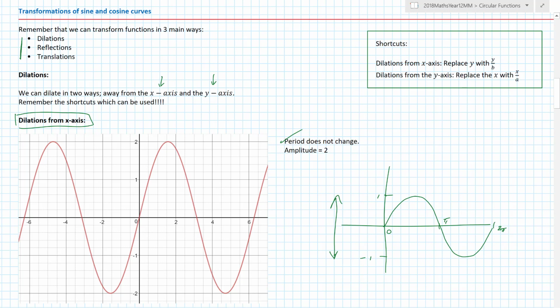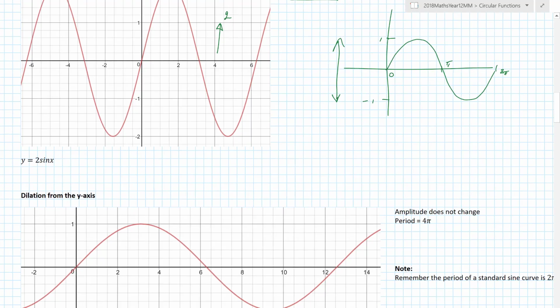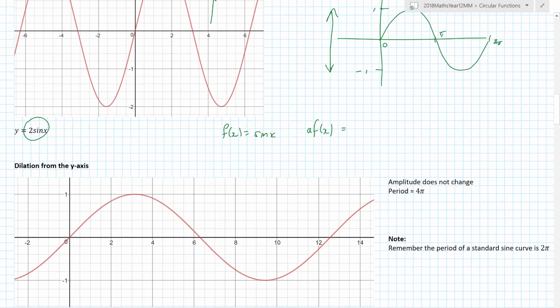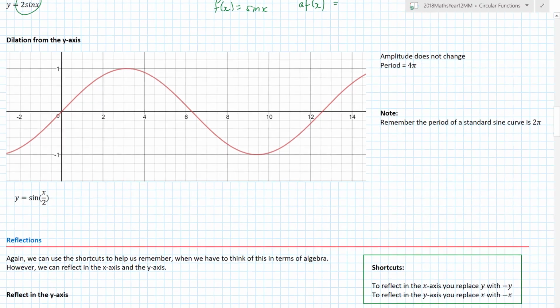Really, really important, right? So in this situation here, because I've got an amplitude of 2, I know that my function has been dilated away factor 2 from the x-axis. And how do we show that? Well, as with all other maths, if your original function was sine x, and then you've done a f of x, you've multiplied that whole function by a constant, that is your dilation. And because I've got 2 sine x here, that 2 outside of the function says it's a dilation away from the x-axis.